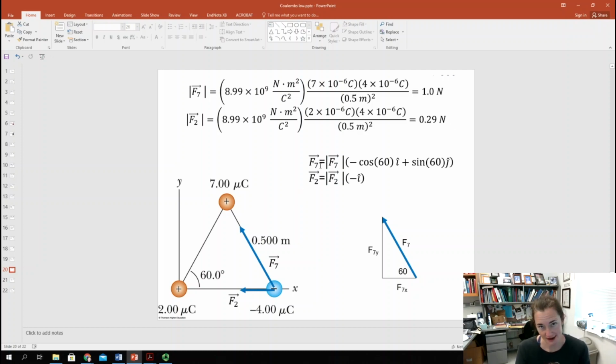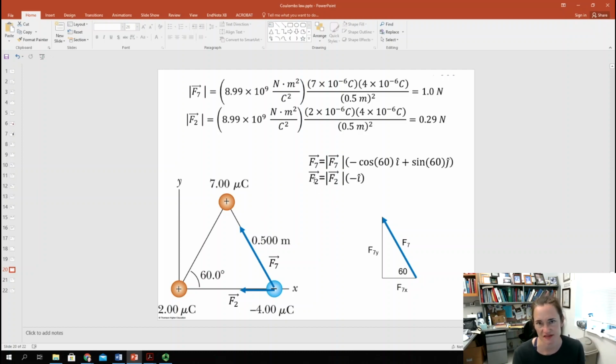My next step says to break the forces into their vector components. Let's do F2 first because it's easy. F2 does not have a y component. It lies entirely along the x-axis, and it points in the negative x direction. So I can go ahead and write F2 equal to the magnitude of F2 times minus i hat.